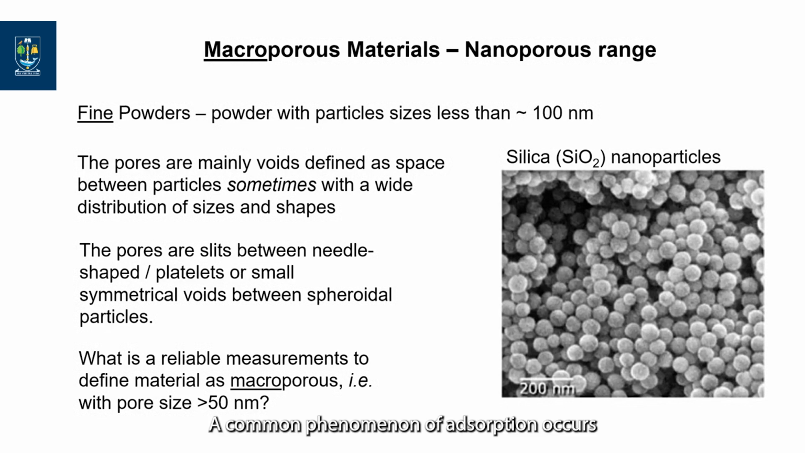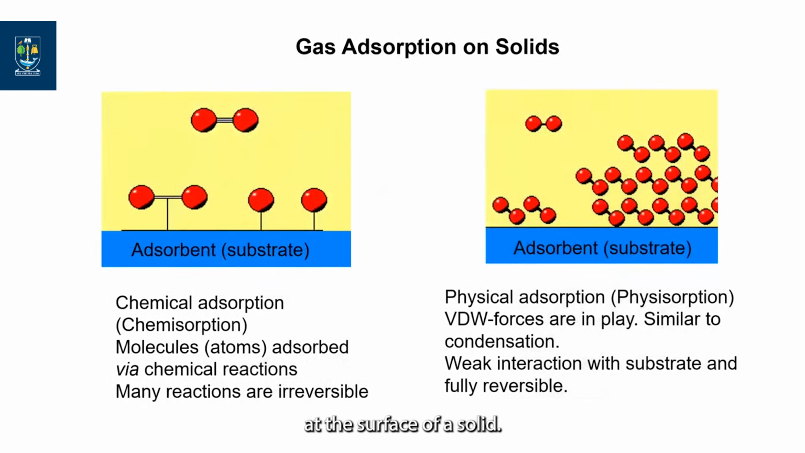The common phenomenon of adsorption occurs whenever a solid surface is exposed to a gas or liquid. There are two common types of gas adsorption at the surface of a solid. First is chemical adsorption, or chemisorption. The second is physical adsorption, or physisorption. In the case of chemisorption, the reactions are often completely irreversible, as there is a genuine chemical bond formed between the adsorbing gas and the surface the gas adsorbs on.